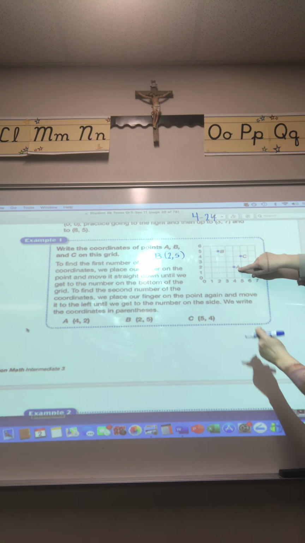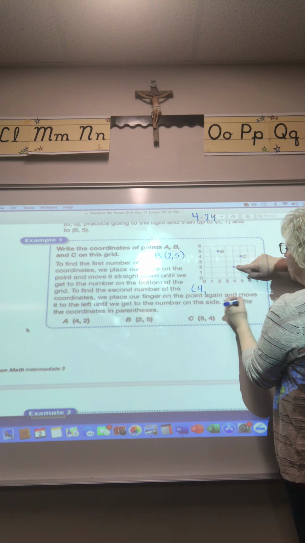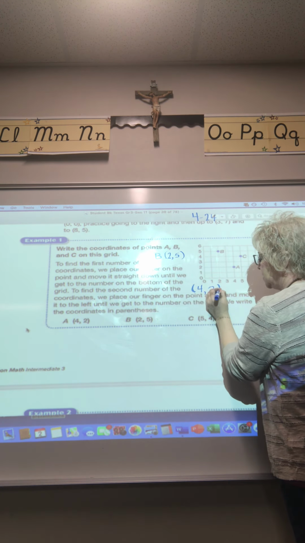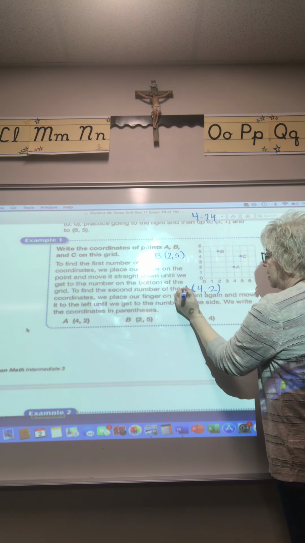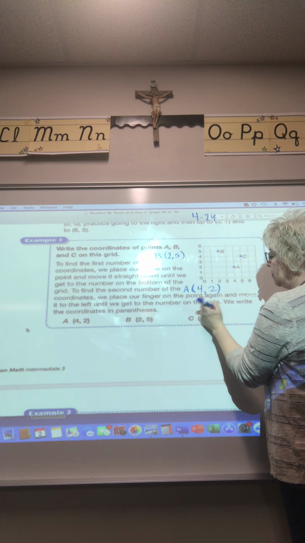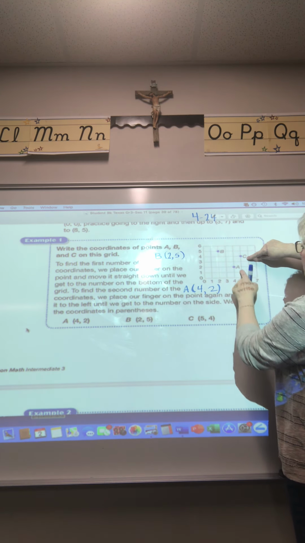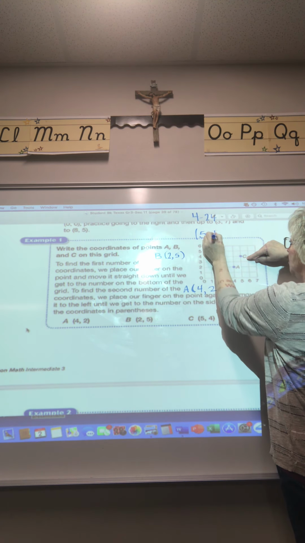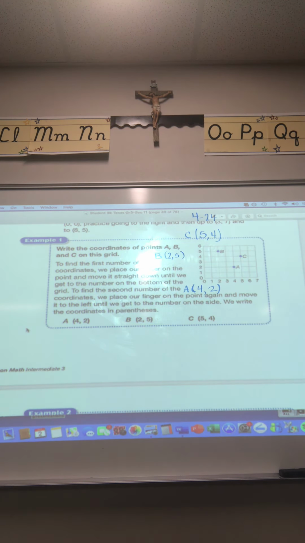For A, we go across 4 and we go up 2. And you always write with these parentheses, just like we do on a prepositional phrase, same marks. And then you separate your numbers using a comma. Let's do C. 5 and 4. So we go across 5, we go up 4, and so the coordinates for C are 5, 4.